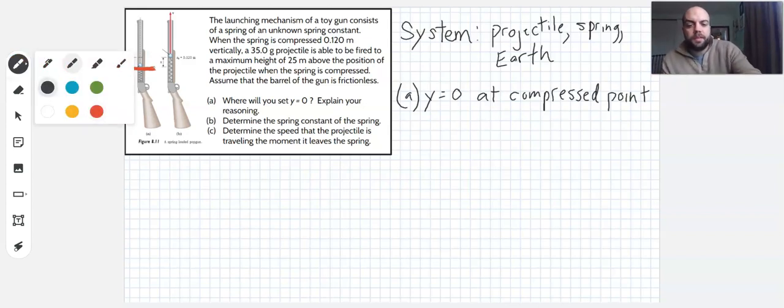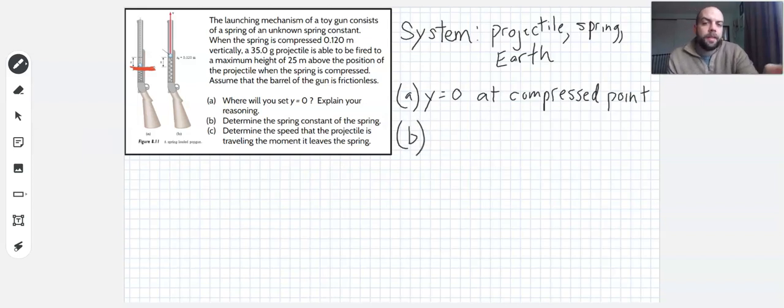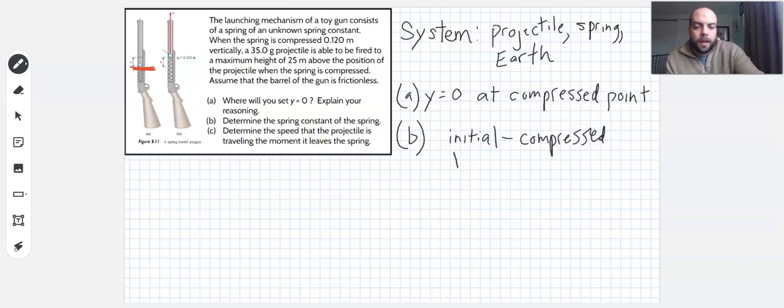If we do that, solving for the spring constant of the spring, I can compare that lowest point, the compressed point, and say that that's my initial position. So initial is the compressed point. And I'm going to say that my final position is the highest point. Of course, the projectile will come back down and do things after that, but I'm going to only look at those two positions in my problem.